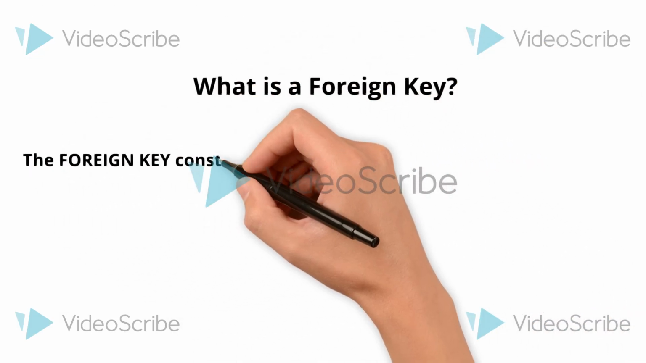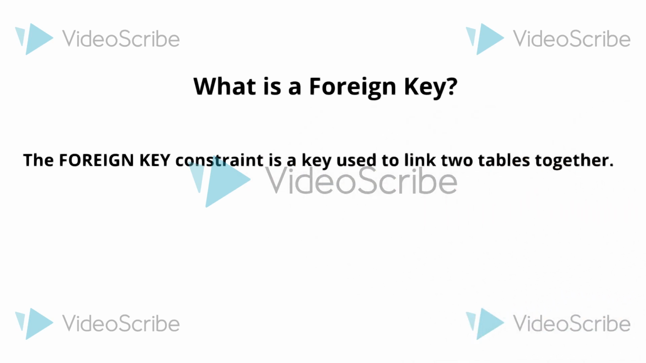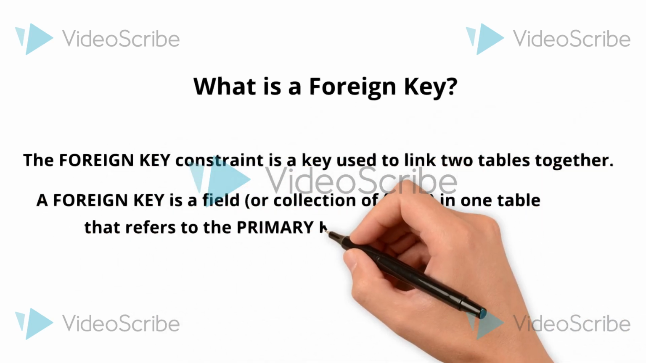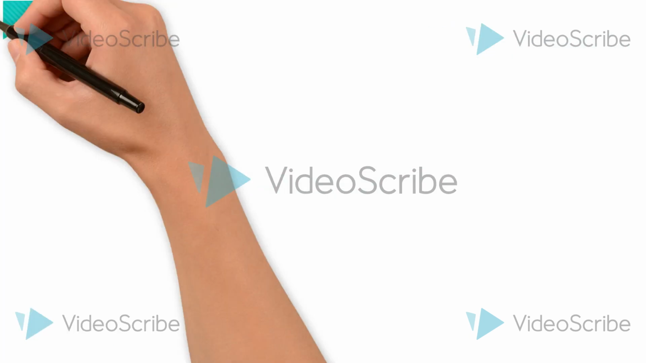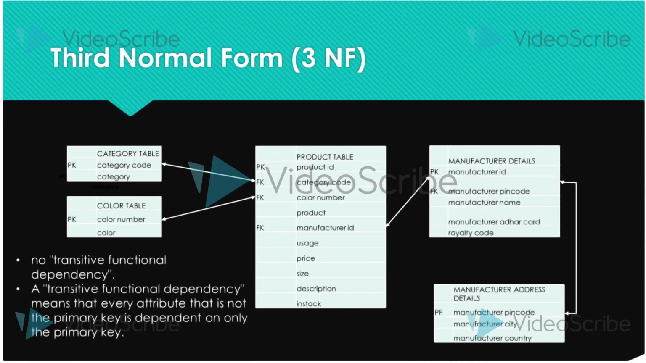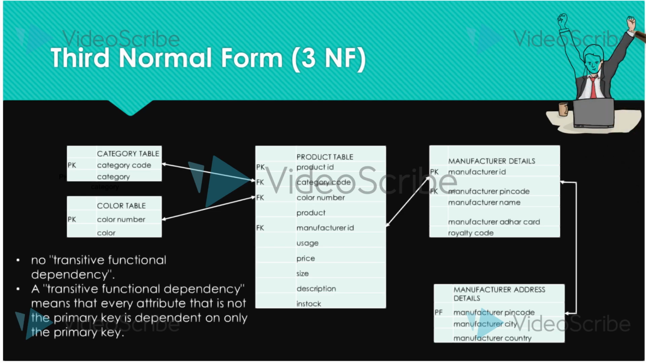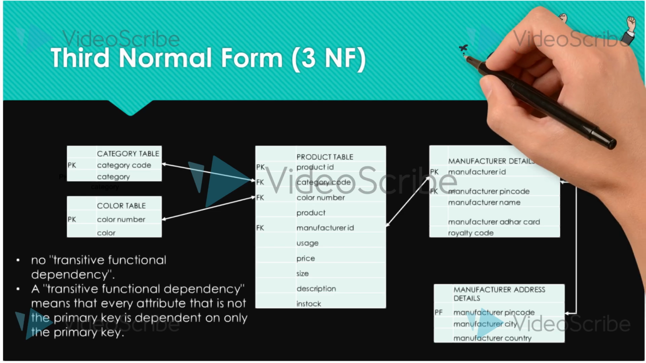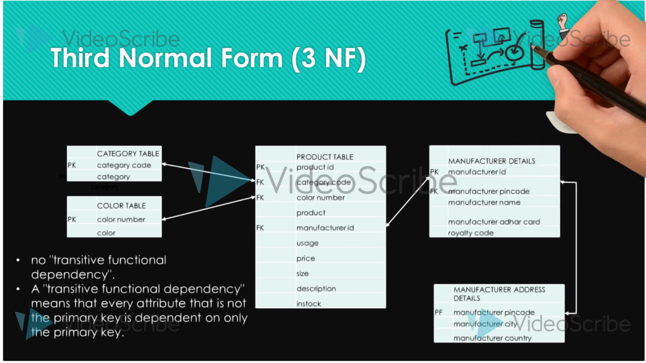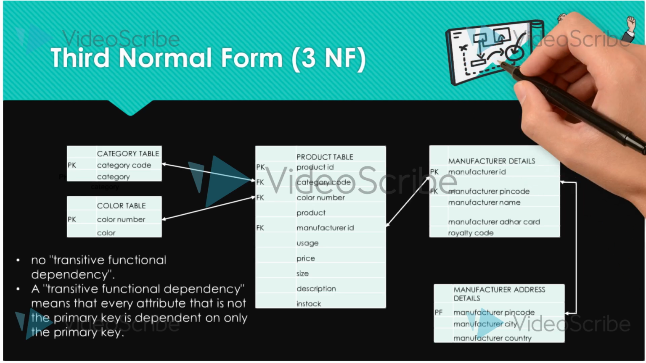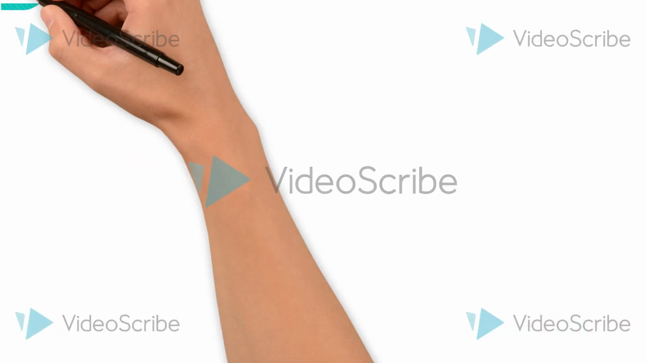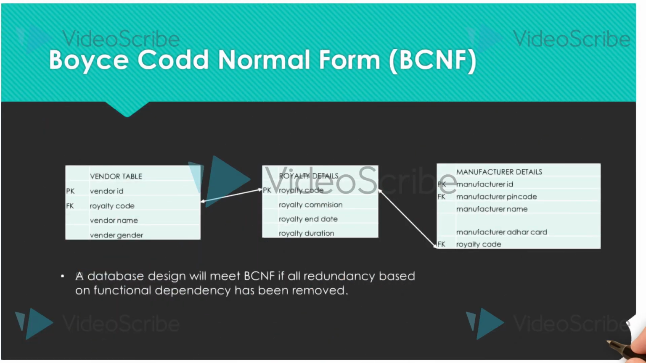But here you can see that in the manufacturer details table, the pin code is dependent on the manufacturer ID, but the city is not dependent on the ID, but it is dependent on the pin code, because pin code decides the city. Similarly, the country is not directly dependent on the ID, but is dependent on the pin code, which is the primary key for the manufacturer address details.